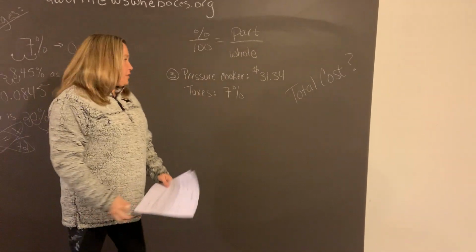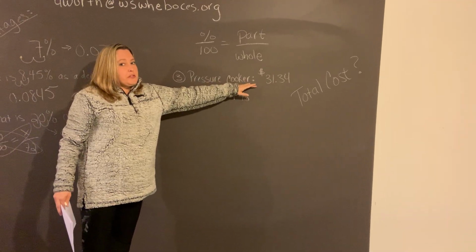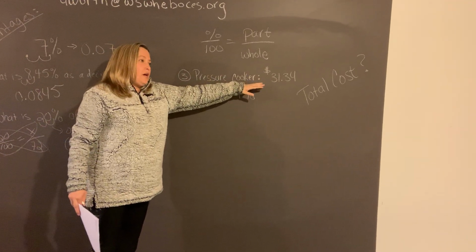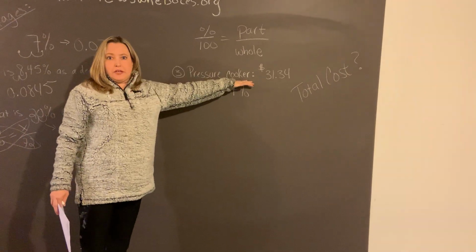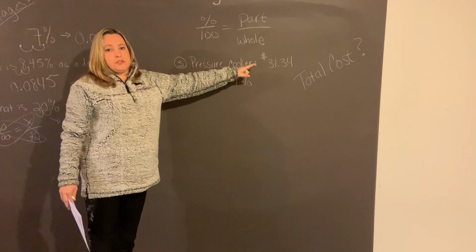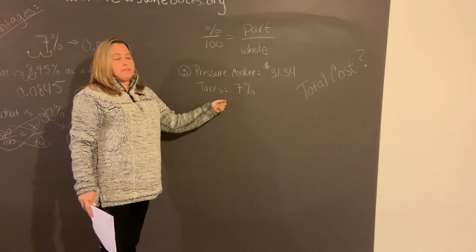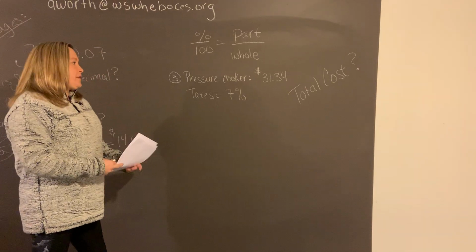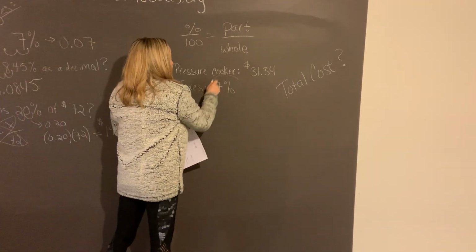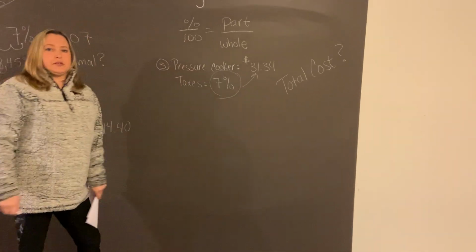All right, we're going to buy a pressure cooker for this much. And we've talked about this before too, especially with going to buy sweaters or sneakers or anything. It says a certain price. When you get to the cash register, does it give you that specific price? No, it adds taxes on top of it. So what we need to figure out is, what is 7% of the amount of our pressure cooker?